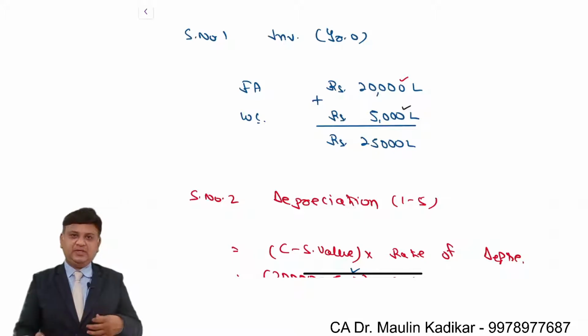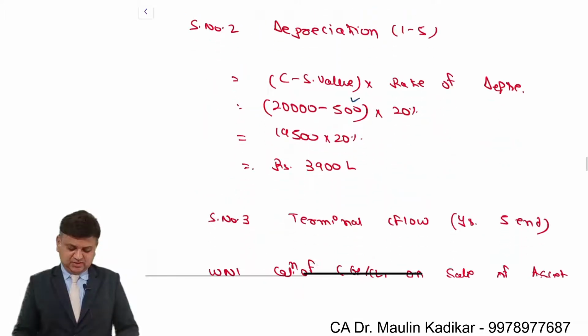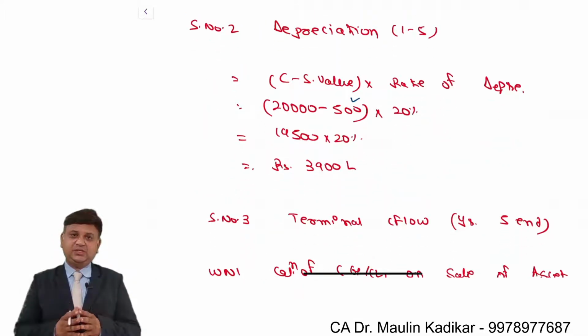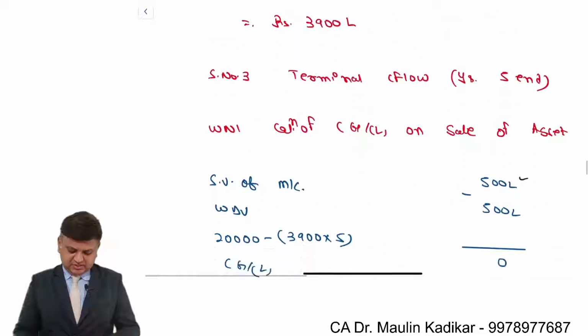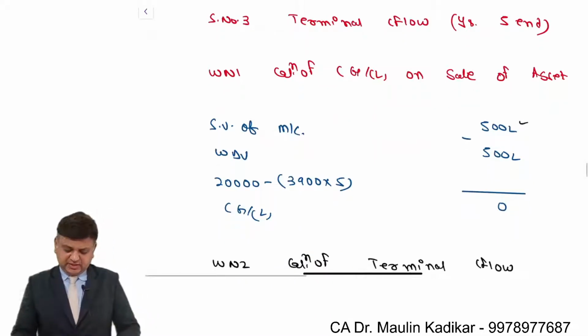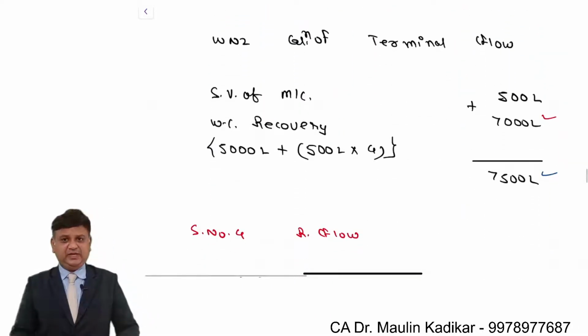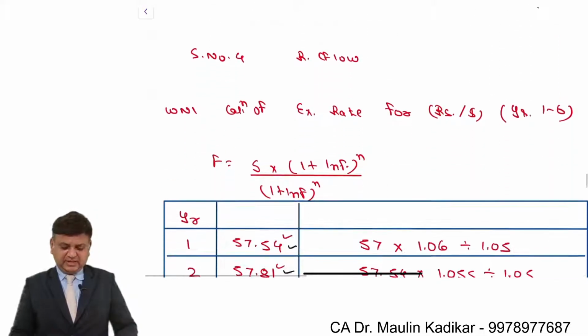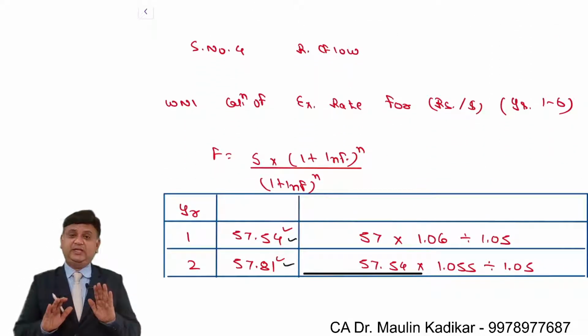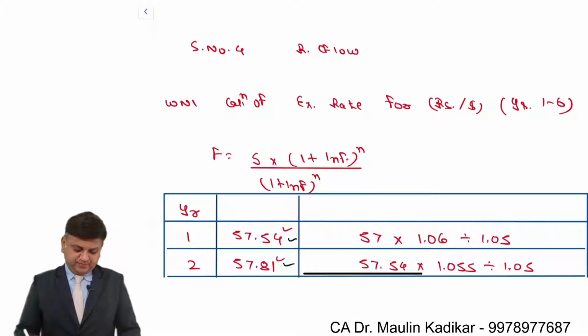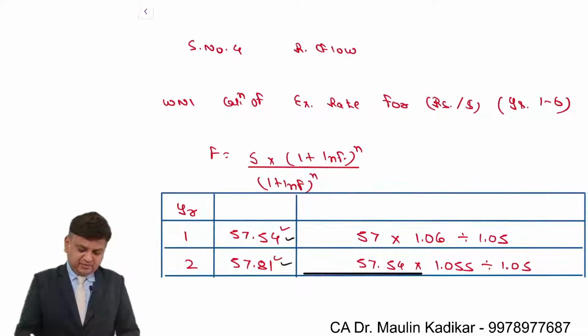So last time I am giving a summary. Step number 1 is investment, 25,000 lakhs. Step number 2 is depreciation, 3,900 lakhs. Step number 3, terminal cash flow, 7,500 lakhs. I think that's it. Till this point of time, everything is extremely simple. Step number 4 onwards, we have the most important working.